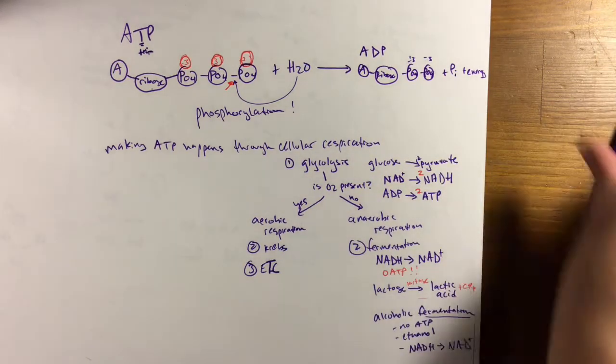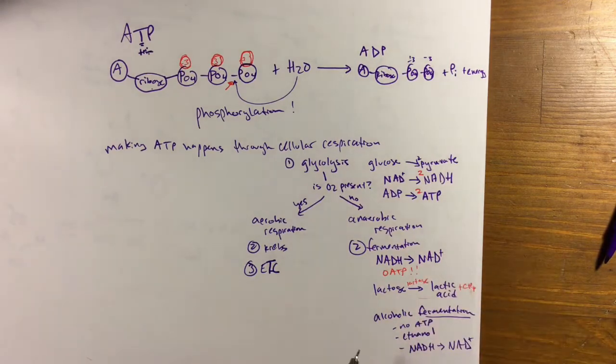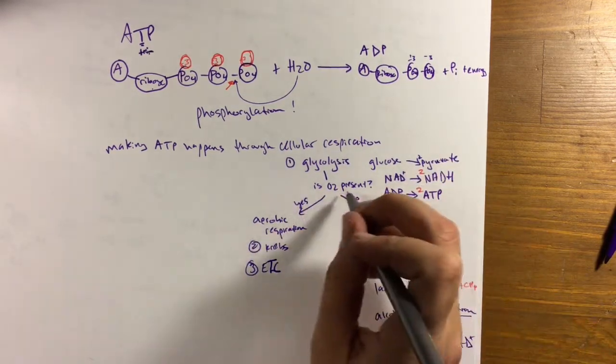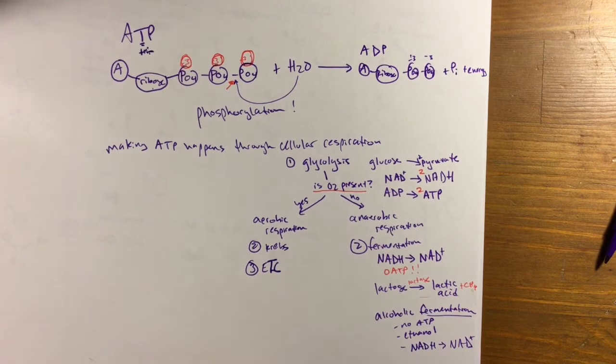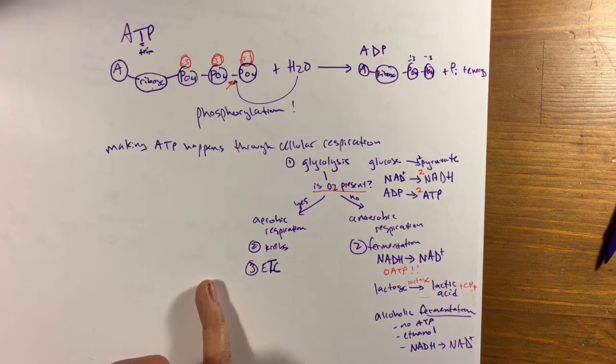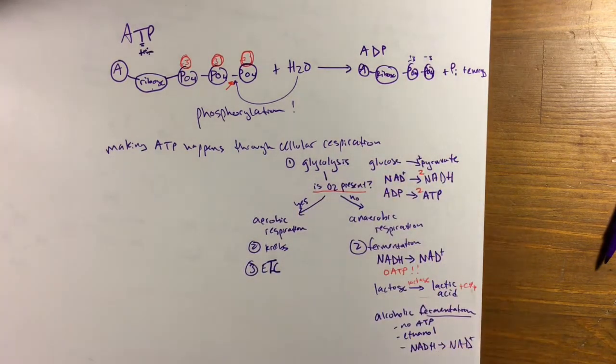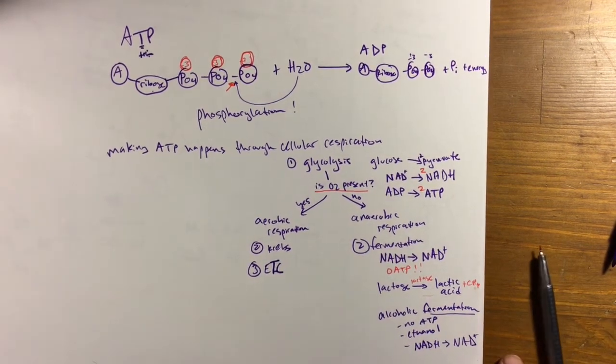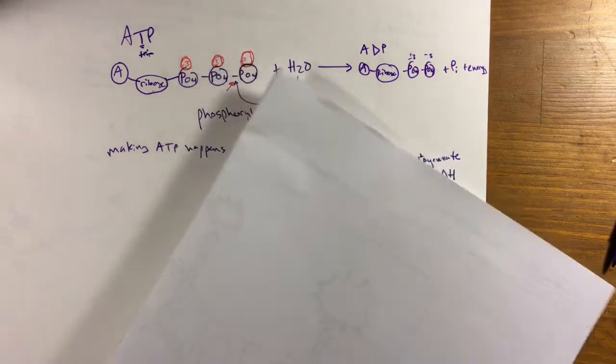But again, the deciding factor for whether you're going to go through fermentation or the rest of aerobic respiration is: is there oxygen present? Okay, if there is oxygen present, you go through the cellular respiration that we're used to talking about. If not, you go through anaerobic respiration. Okay, cool. So let's talk a lot more about anaerobic respiration using that big, pretty picture. This guy.